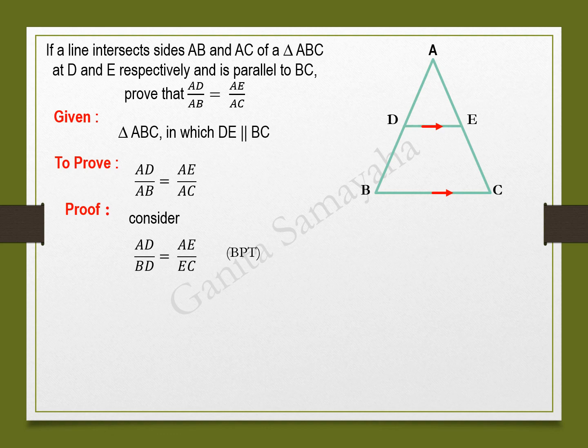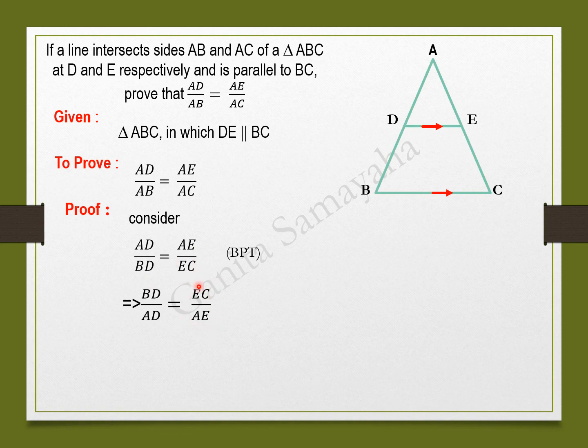Fine. We will reverse this and write. I will tell you why later on. Okay. So this implies that BD by AD equal to EC by AE. We have simply interchanged the numerator and the denominator. We have taken the inverse, children. AD by BD is written as BD by AD and AE by EC is written as EC by AE.